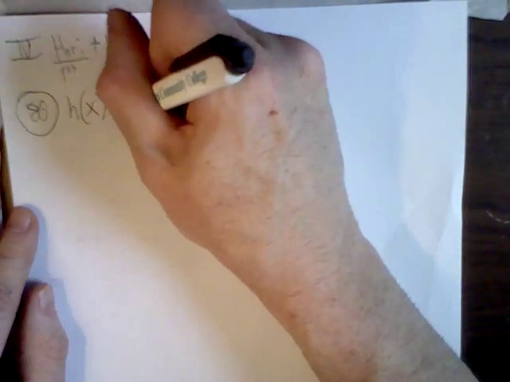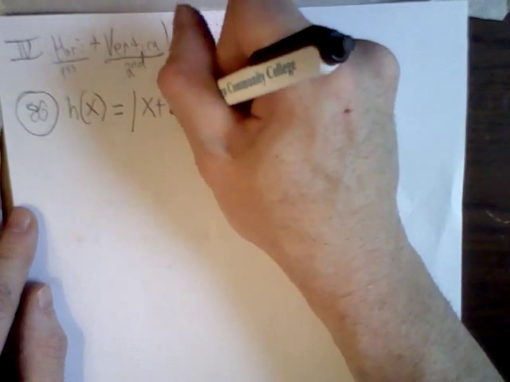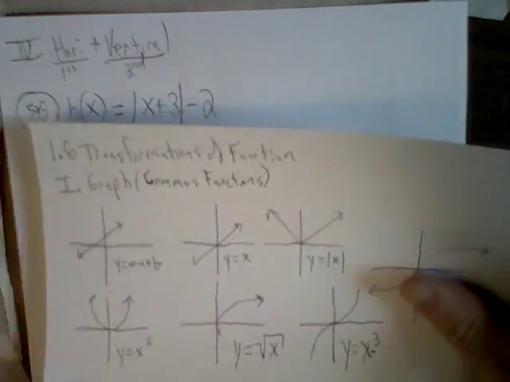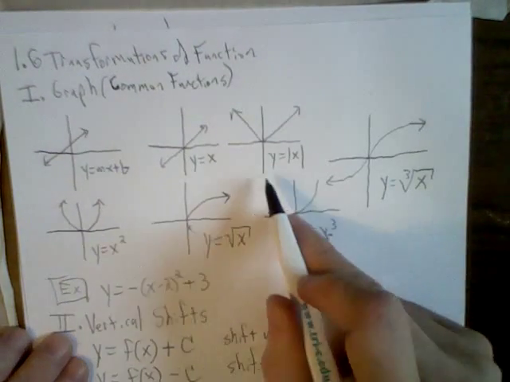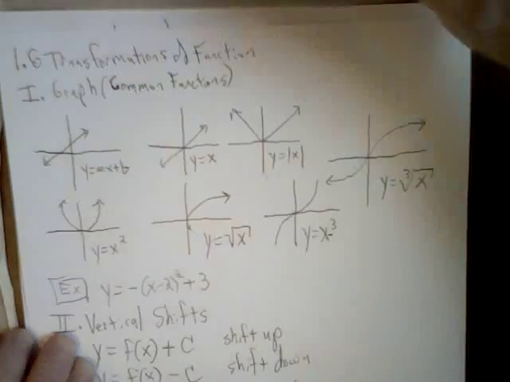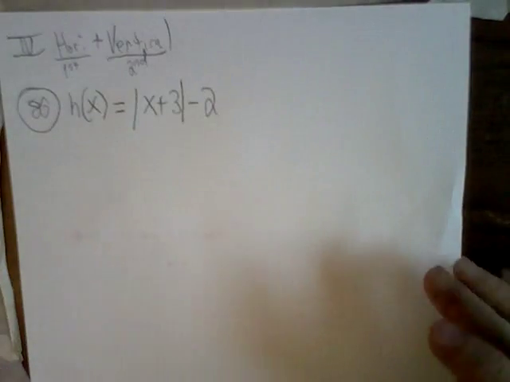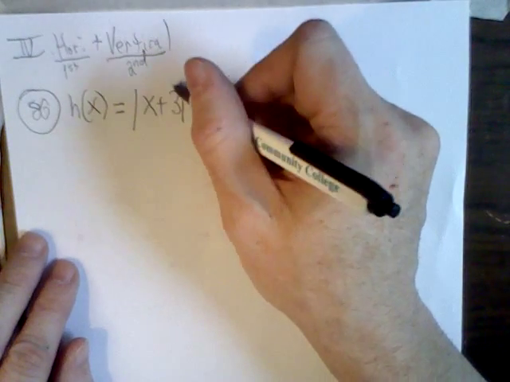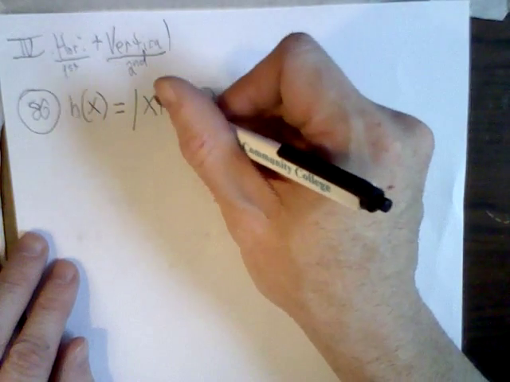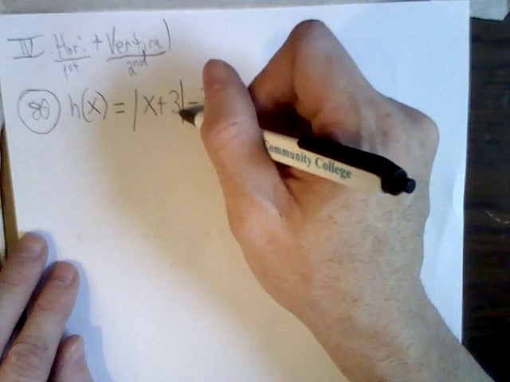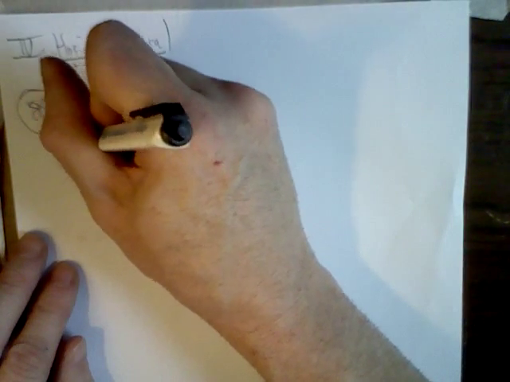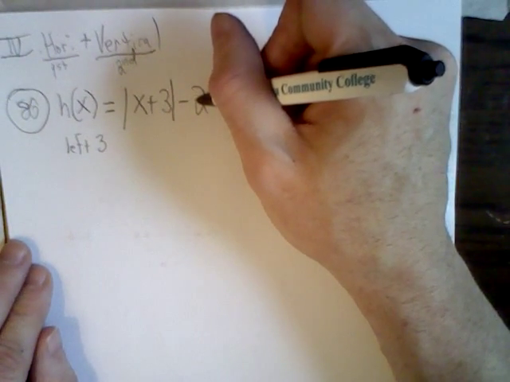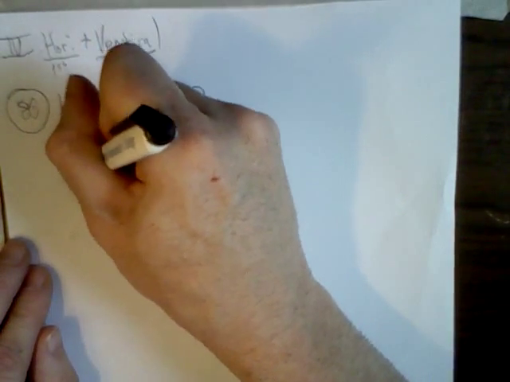In particular here we have h of x equals the absolute value of x plus 3, minus 2. And the common function we're dealing with here is the absolute value of x. There are two things going on. In the horizontal direction, we have a shift of 3 to the left. So you can go left 3. And then the minus 2 is going to shift it down 2. So down 2.